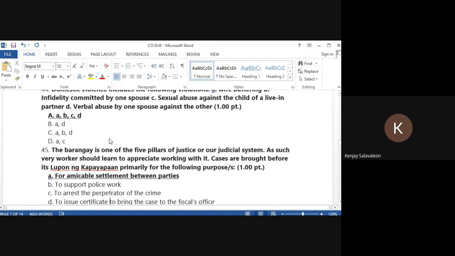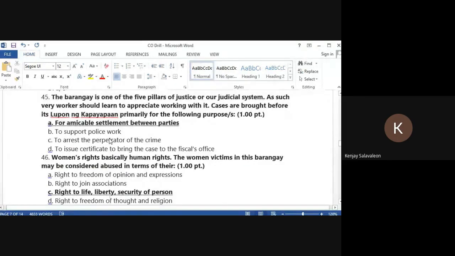45. Barangay is one of the five pillars of the justice or judicial system. As such, social workers should learn to appreciate working with it. Cases are brought before the Lupon ng Kapayapaan primarily for the following purposes. So what is the purpose of the Lupon ng Kapayapaan? It is for amicable settlement between parties. But remember, child abuse is not subject to amicable settlement. Especially rape, there is no amicable settlement. It should not be discussed in the barangay. The barangay has no right to amicably settle cases of child abuse. That is the most important thing to remember.